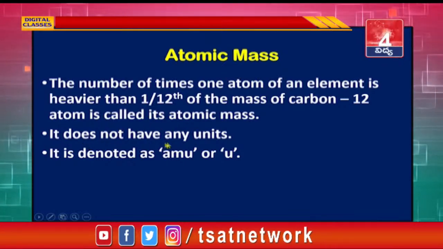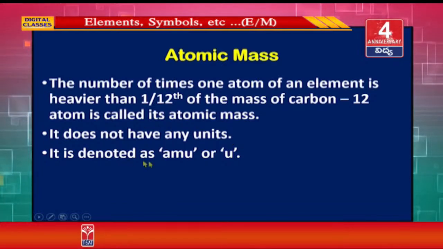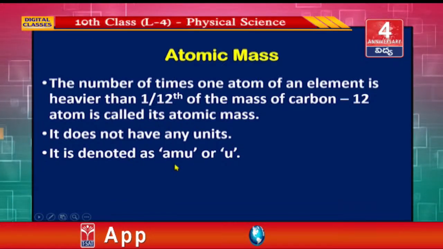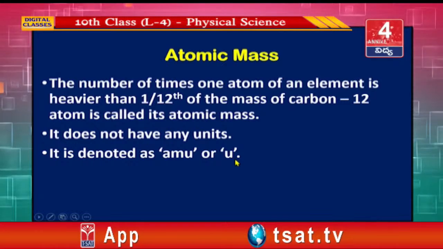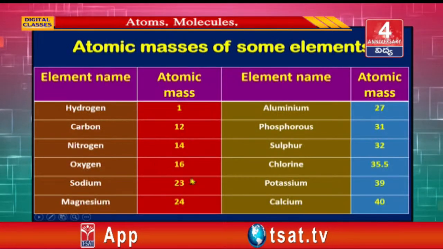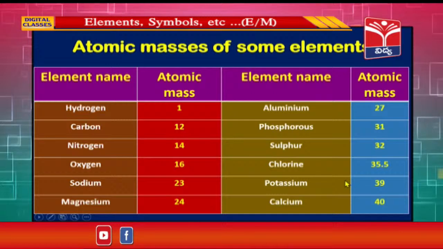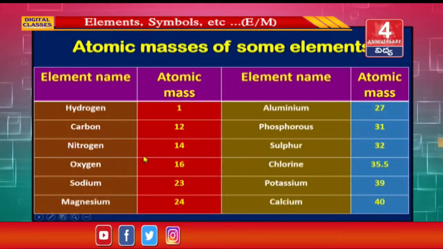Atomic mass does not have any units, but it is denoted by AMU, which is called as atomic mass unit or unified mass U. These are some common atomic masses children for some common elements that we use usually. Children, make a note of this.